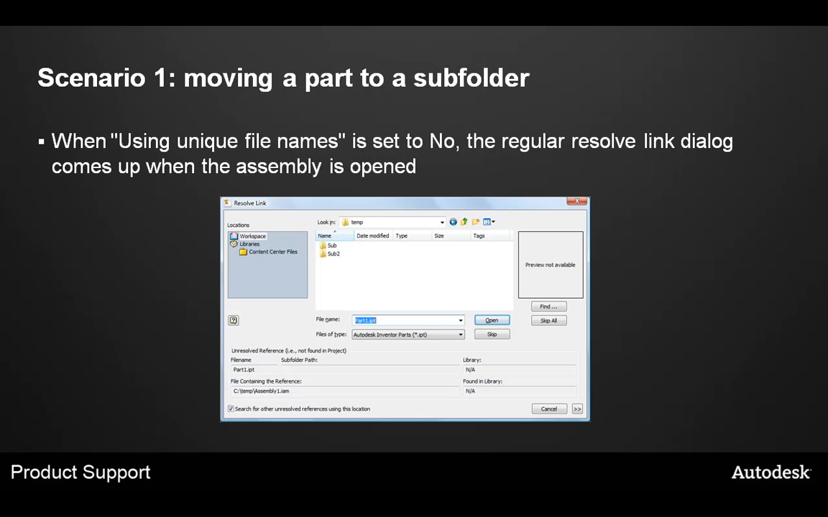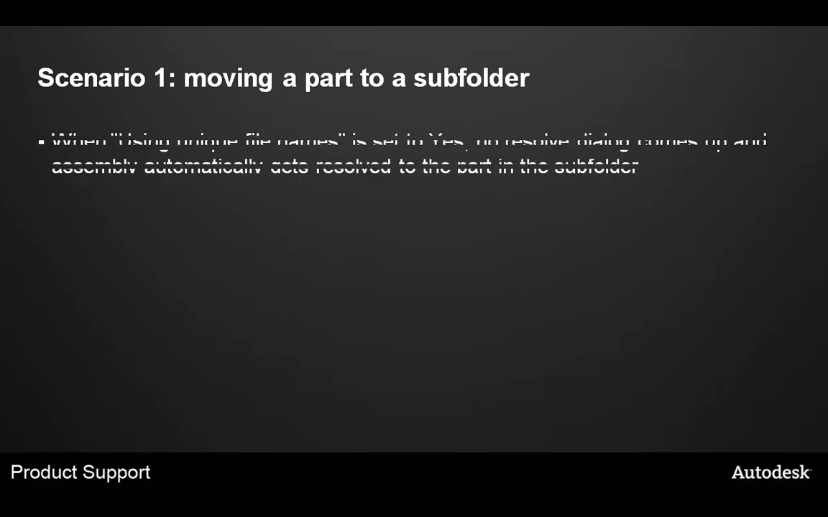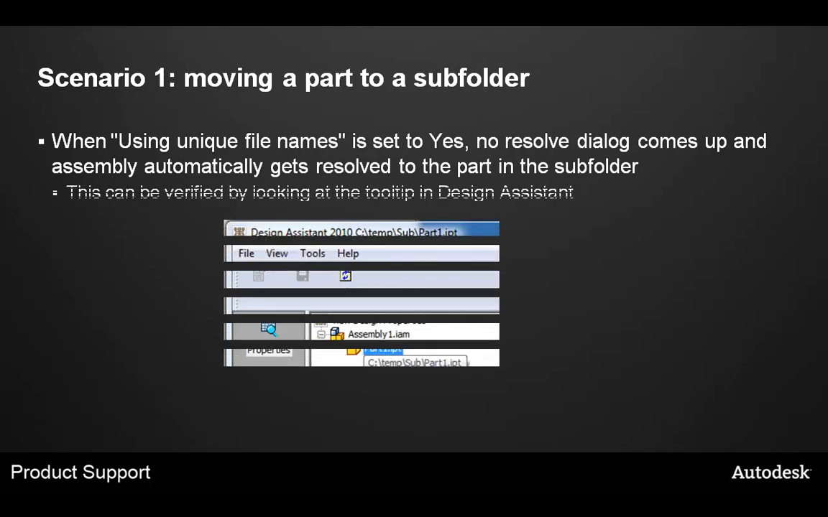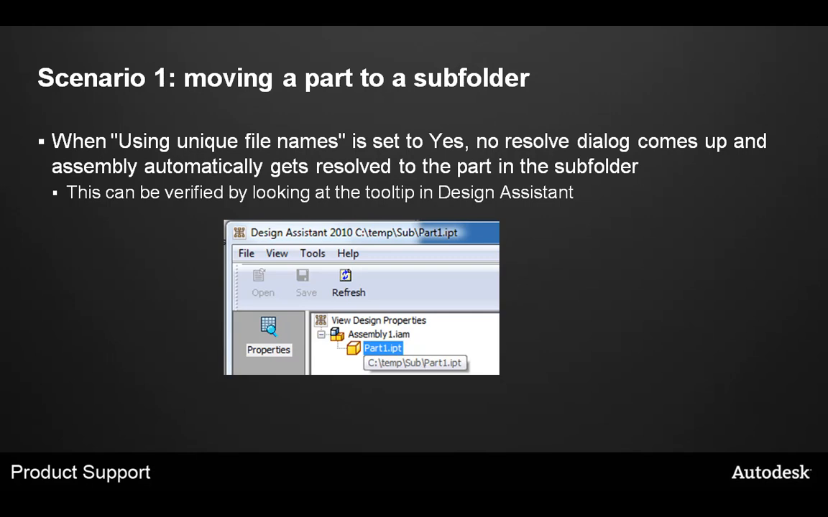Nothing fancy, nothing unusual. However, when you set the option to yes, you will no longer see that resolve dialog come up, and the assembly automatically gets resolved to the part in the subfolder. So it is ease of use, faster for you, if that is the intent, of course. How can you verify that the right part is used, or that the part in the subfolder is used? Well, you simply can open Design Assistant, and in the tooltip of Design Assistant you see that it points to C:\temp\sub.